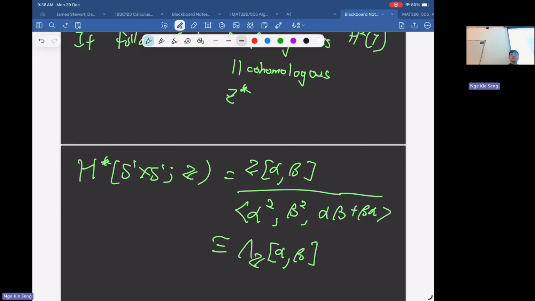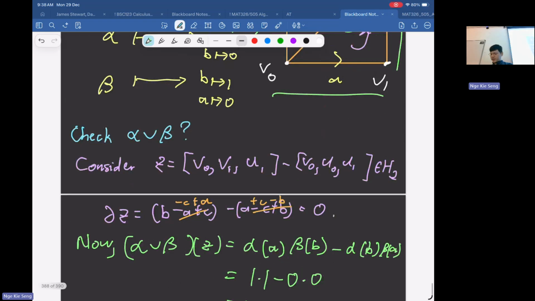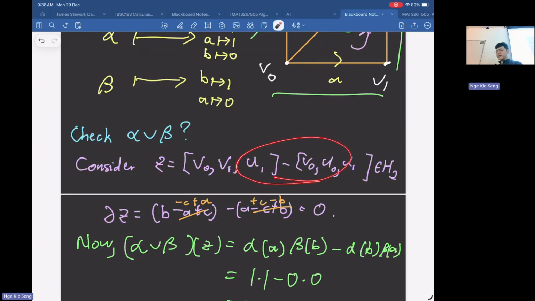Does it make sense? So although your ring is commutative, due to the cycle condition, the minus sign will pop up.